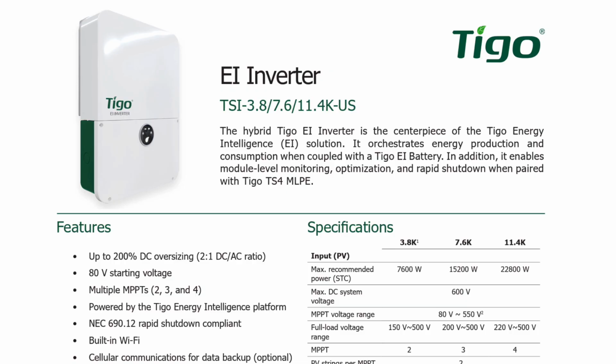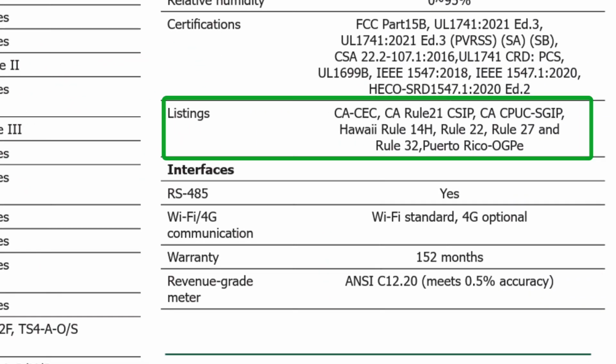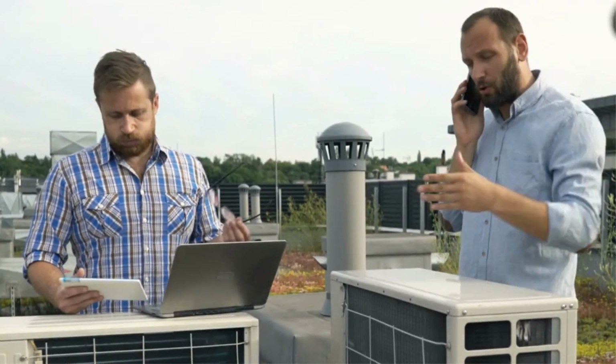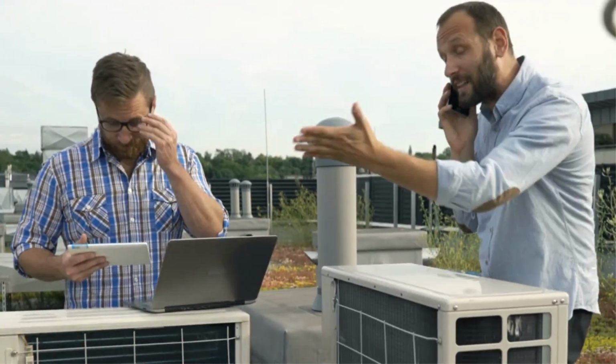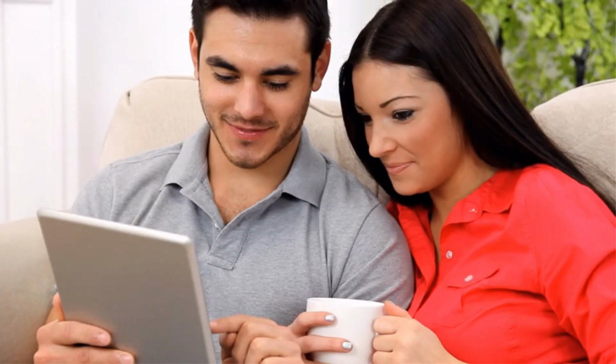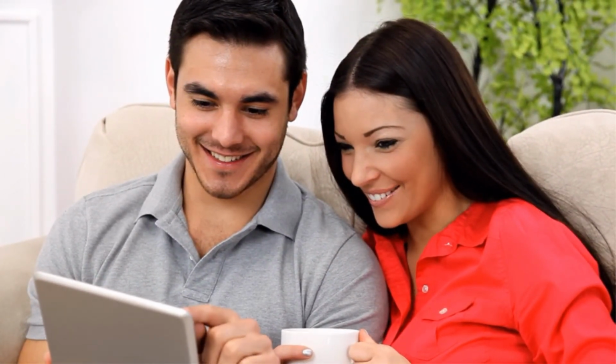For EPCs designing across multiple jurisdictions, the EI inverter meets UL 1741 SA and is California Rule 21 compliant, with support for advanced grid features as required. This helps reduce permitting friction and ensures long-term compatibility with evolving interconnection requirements. Tigo has removed the worry and hassle of system commissioning with the fast, easy, and intuitive Energy Intelligence app, and the best part is that you have 24/7 access, visibility, and control over your system.